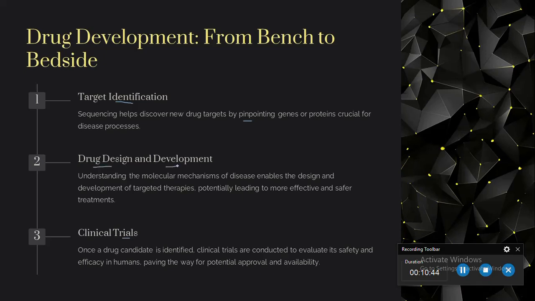Drug design and development: understanding the molecular mechanism which we obtained through sequencing, okay, on the normal set and on the disease set, enables us to design and develop a targeted therapy, which potentially leads to what? A more effective, a safer treatment. Once we design this drug, we start our clinical trials. Once a drug candidate is identified, clinical trials are conducted to evaluate its safety and efficacy in humans. This paves the way for faster approval and availability of treatment for disease.